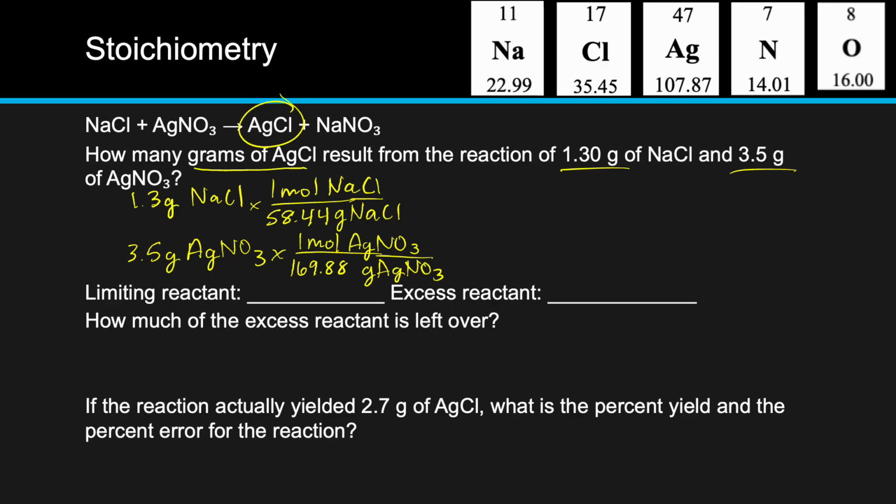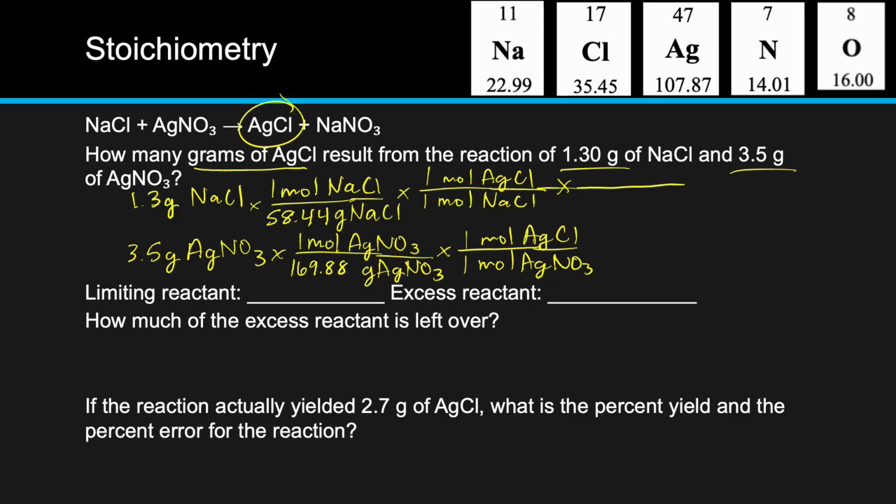Now that I am in moles, I can go ahead and convert to AgCl. Now this is all 1-to-1 ratio, so it's kind of redundant, but to show the stoichiometry canceling out, I am going to redo it. So moles of NaCl, 1 mole of AgCl, and moles of AgNO3, 1 mole of AgCl. Again, all 1-to-1 ratio, so it's going to be all ones.